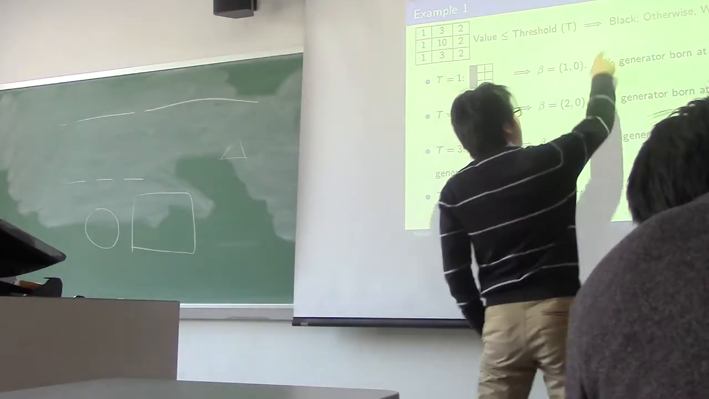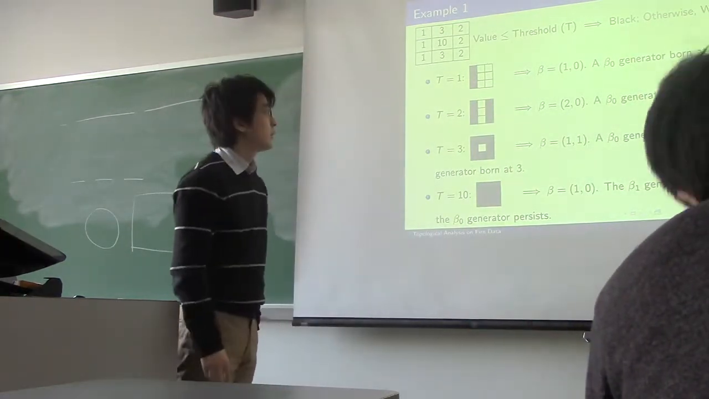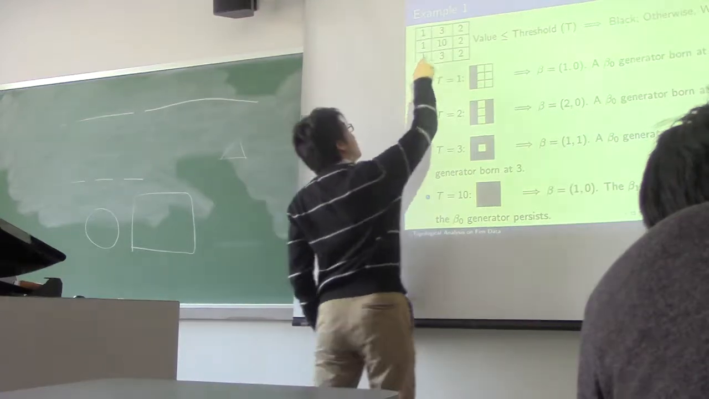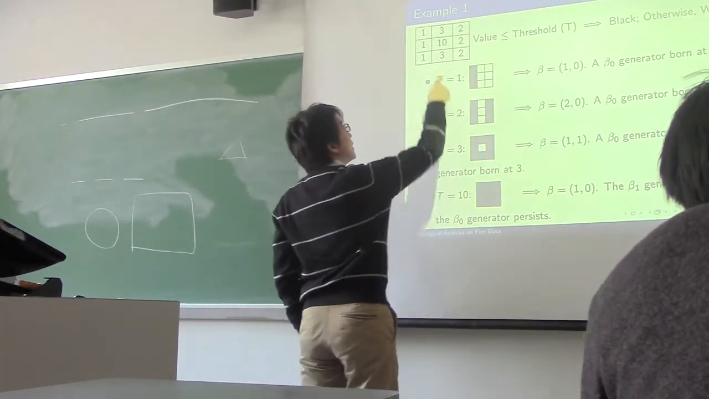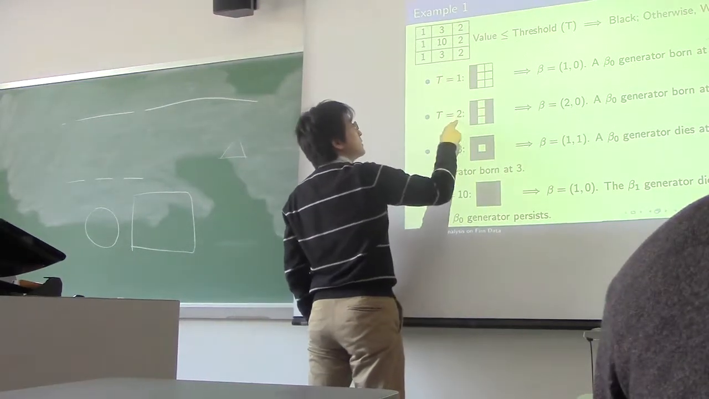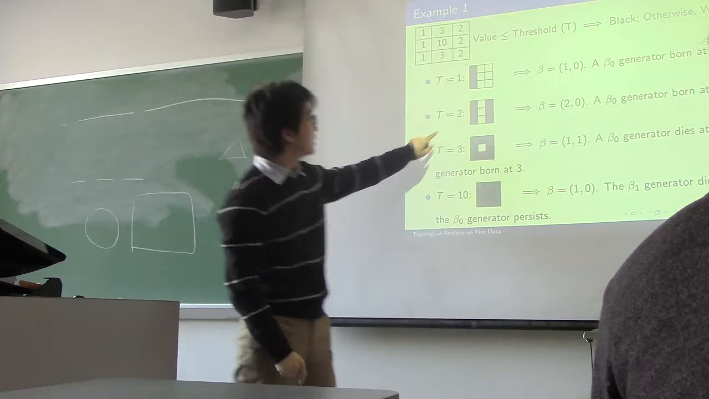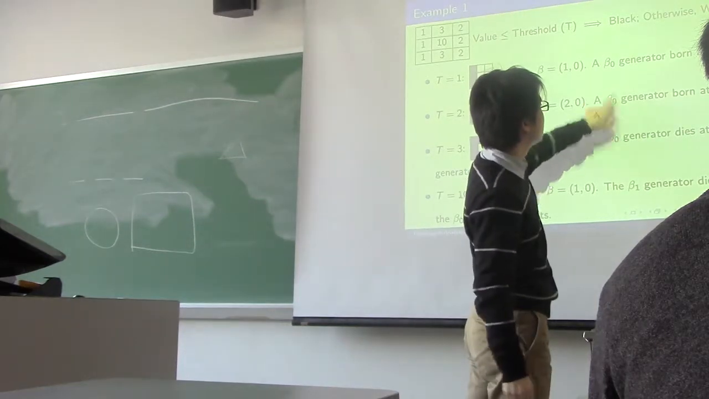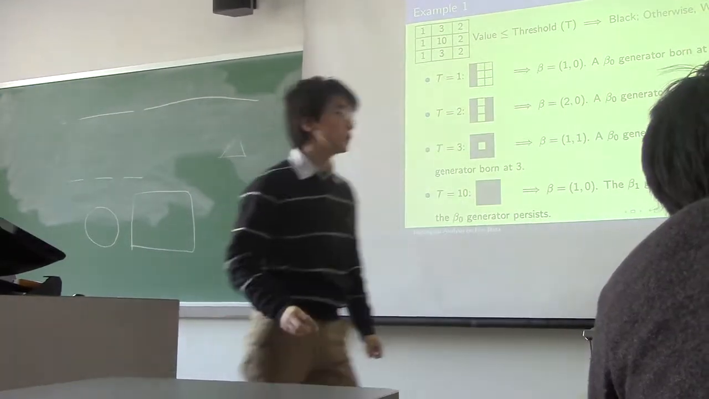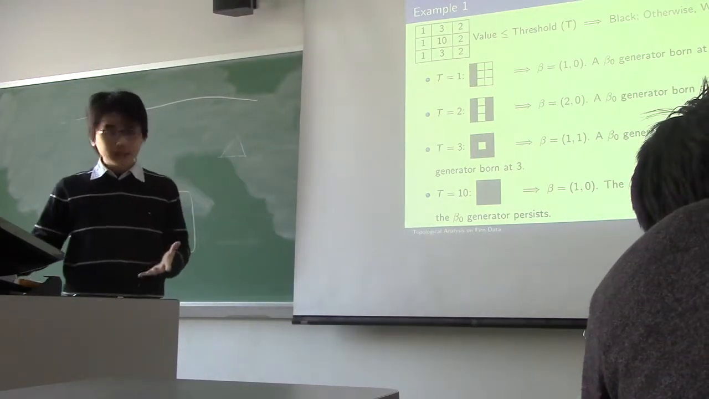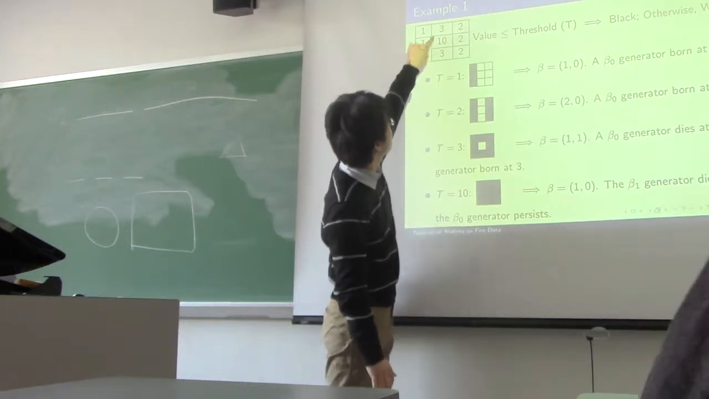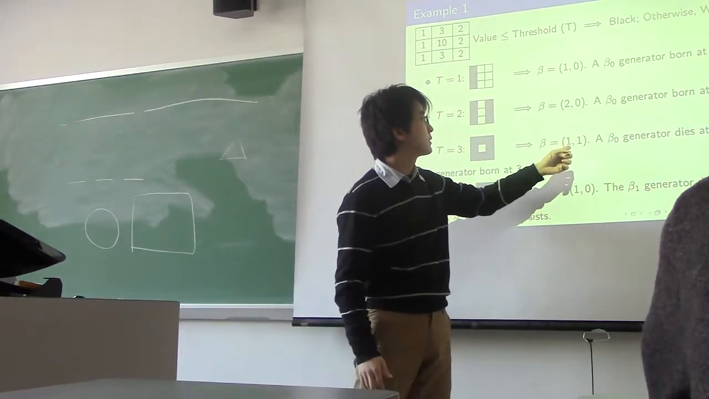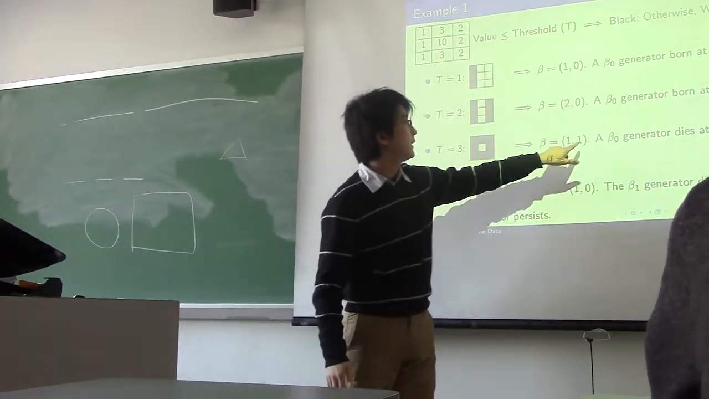And we will record this information: a beta 0 generator is born at 1. And when t equals 2, now you see 1 is less than 2, so I fill in this block. And 3 is greater than 2, so I don't fill in this block. And 2 is equal to 2, so I fill in this block. Now you can see there are 2 disconnected components. And I say another beta 0 generator is born at 2. All right. So when t equals 3, you can see this thing grew together. And now you have a circle. Right? So now your beta 1 becomes 1. This is the connected component, and this 1 represents the whole here.